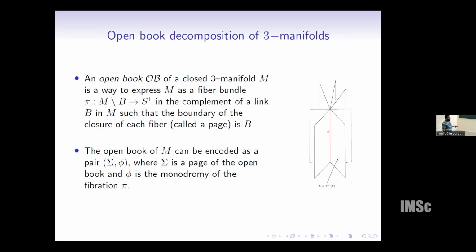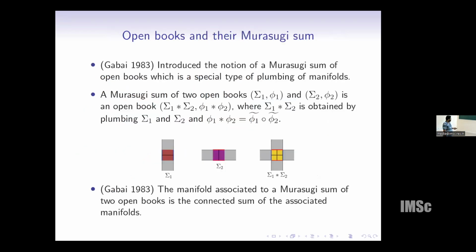So this open book data can also be encoded in a pair (sigma, phi), where sigma is the page of the open book, and phi is the monodromy of the fibration. So we have this monodromy and the fibration. Gabai introduced the notion of Murasugi sum of open books, which is a special kind of plumbing of manifolds.